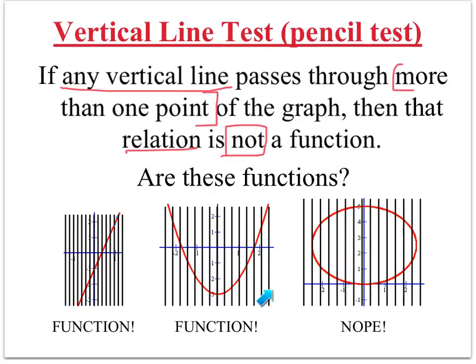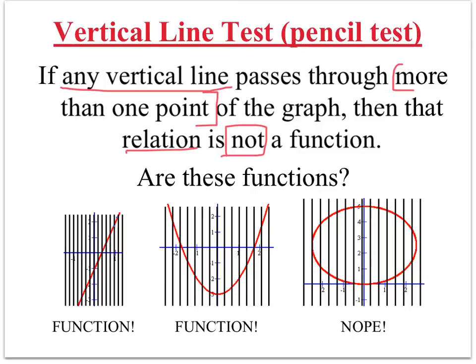Now, if any of my vertical lines hit the graph more than once, then it's not a function. Here's an example of that one. Here's my graph of my relation. It's like a little oblong right there. The key term for it in math would be ellipse. So I have an ellipse right here.